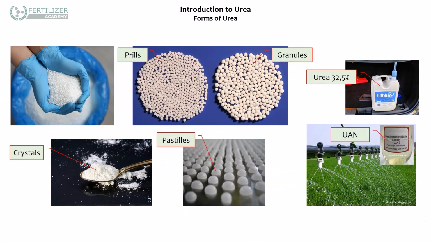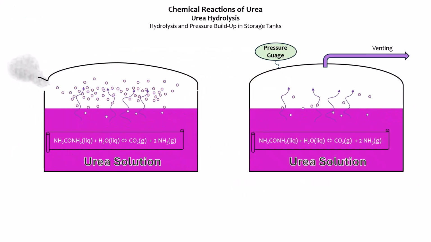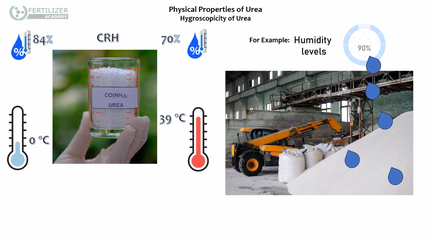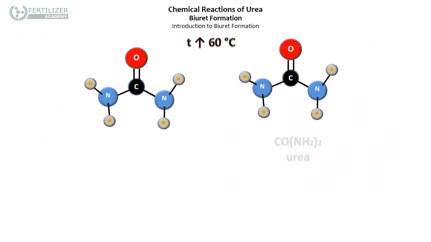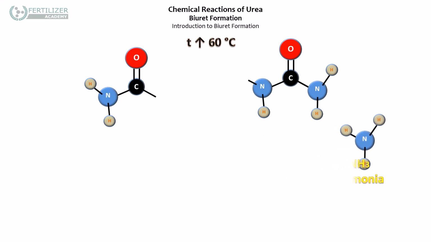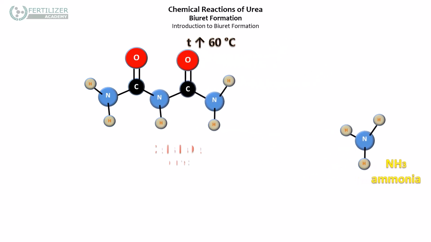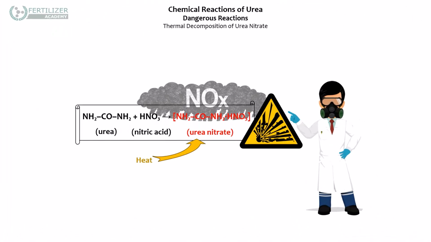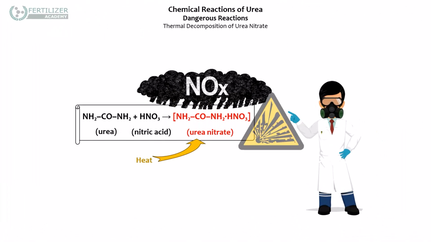Let us start with urea itself. Its properties define how it behaves in production, handling, and storage. You will learn about solubility, melting point, urea synthesis and hydrolysis reactions, as well as byproduct formation, and how these factors influence the urea production process. Understanding urea properties is the foundation for safe and efficient plant operation.